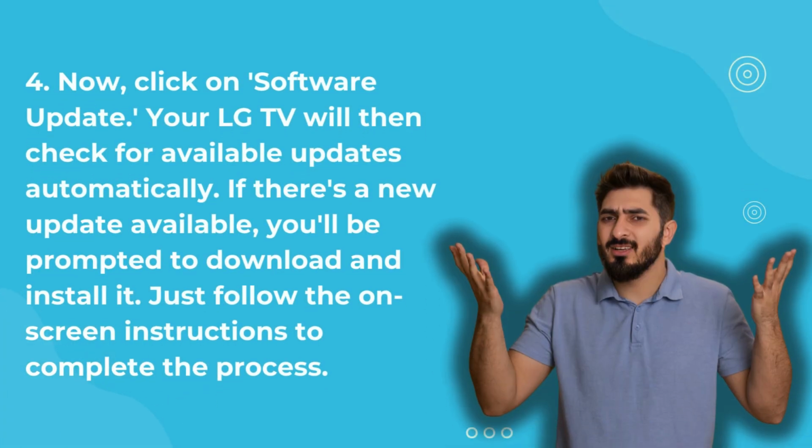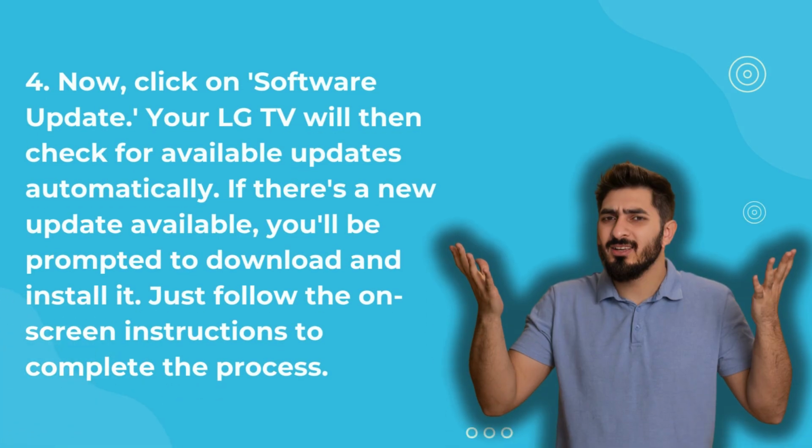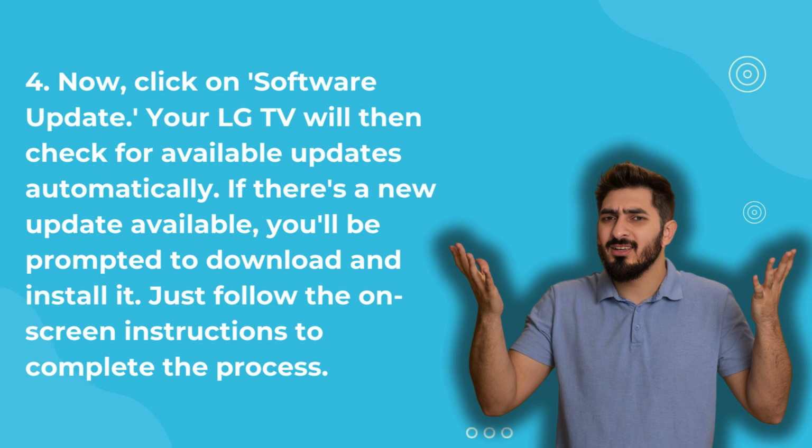4. Now, click on Software Update. Your LG TV will then check for available updates automatically. If there's a new update available, you'll be prompted to download and install it. Just follow the on-screen instructions to complete the process.